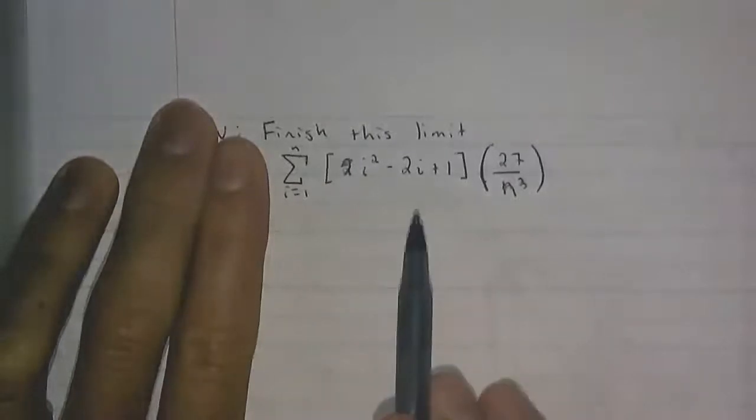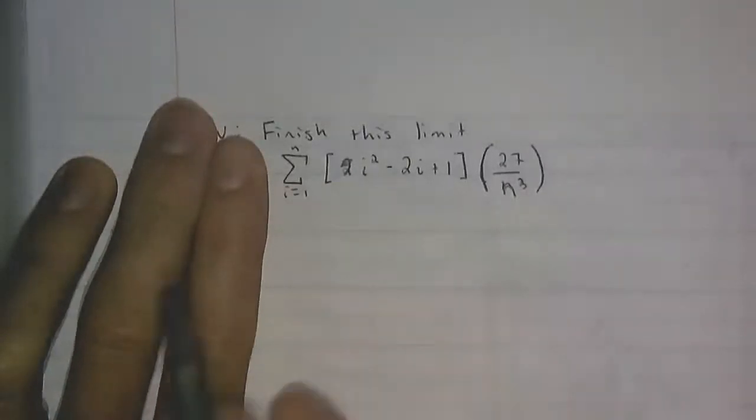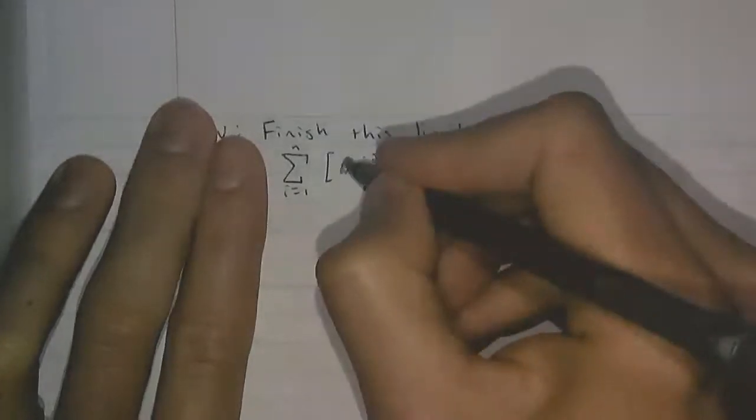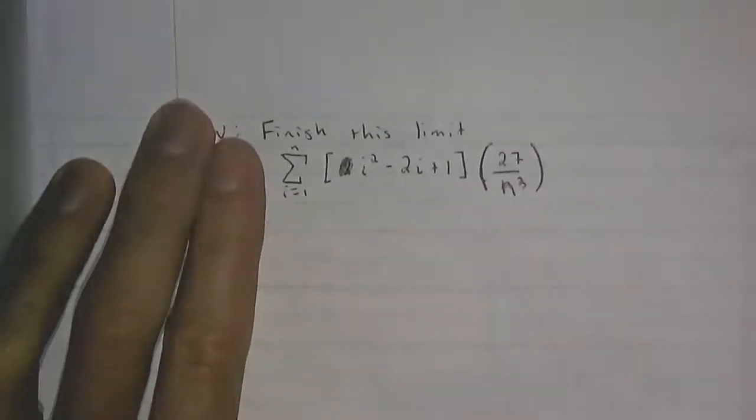Mr. Smith? Yes. Why does it say 2? Why is there a 2 next to the i squared? There shouldn't be. It was okay, me not crossing it out.